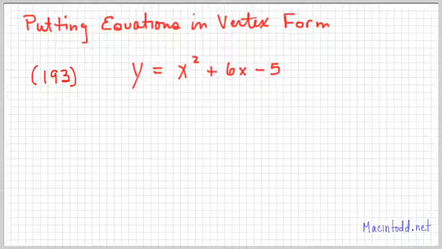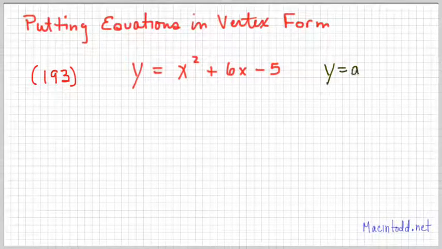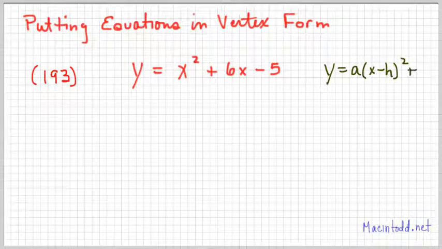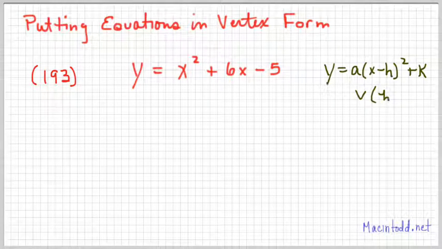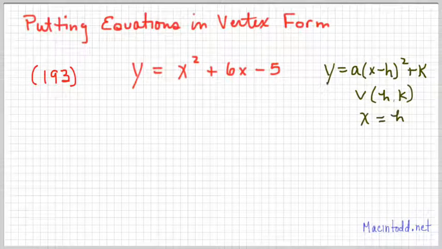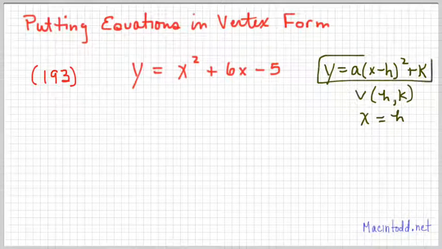Alright, this is the last section of Unit 2 that will get covered before the test and before the final. It involves putting equations in vertex form. Vertex form is y equals a times x minus h squared plus k. Okay? This has a vertex of (h, k) and an axis of symmetry of x equals h. So it's very useful to have equations in vertex form because we can just tell where their vertex is.